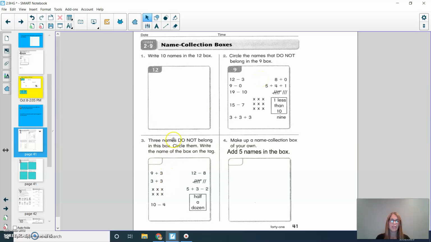For question 3, 3 names do not belong in the box. Circle them, and then write the name of the box on the tag. You need to think about what most of them have in common, and that's going to be your tag, and then circle the ones that do not fit. And for number 4, you get to make up your own name collection box. Write a number that you pick, and then come up with 5 names for that number. So again, solve, and then press play when you're ready to check.